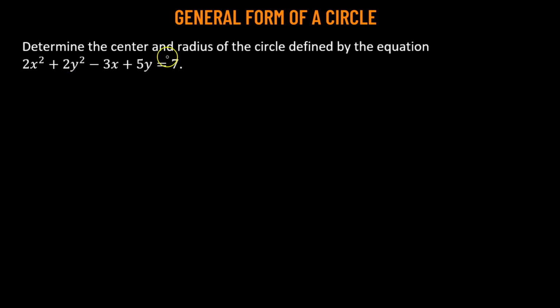In this problem, we need to determine the center and the radius of the circle, which is given by this equation. Let us begin. So we'll start with our given equation of the circle. Here we have 2x squared plus 2y squared minus 3x plus 5y equals 7.